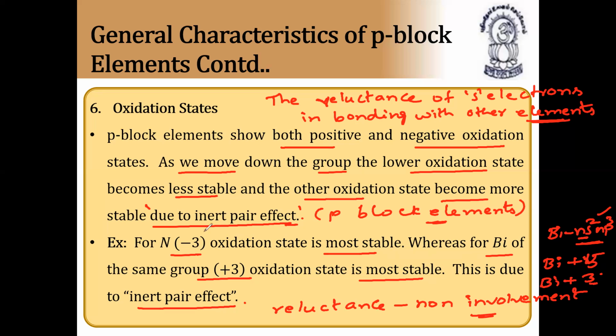This point is very, very important, and it is observed only in P block elements. Inert pair effect is observed only in P block elements. Very, very important. Please note down. So now we are discussing the entire P block, but in 11th class we'll discuss only group 13 and 14.